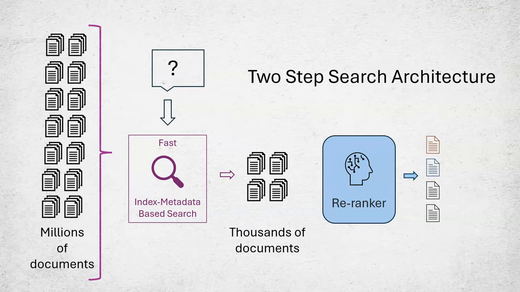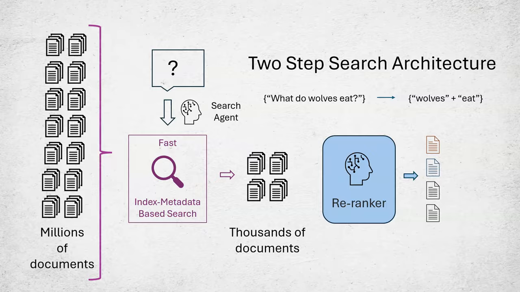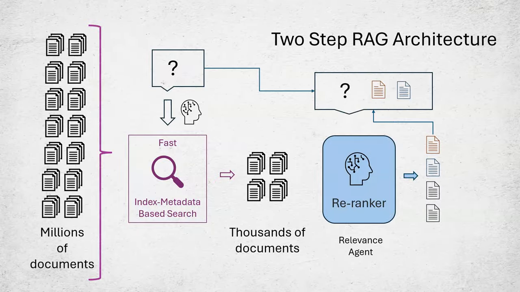That could be done by adding an agent. In this case, the search agent converts the question into something to search for. For example, if the query is, what do wolves eat? The search agent might convert that question into 2 keyword searches, wolves and eat. It could also be wolf and wolves, and then that search is used for the fast index metadata-based search to cull the millions of documents down to a smaller set, and then the re-ranker is applied to get highly relevant documents that are then added to the prompt to enhance the prompt.